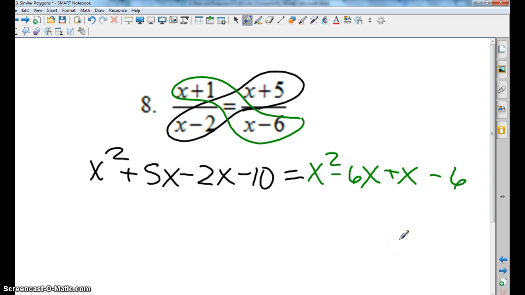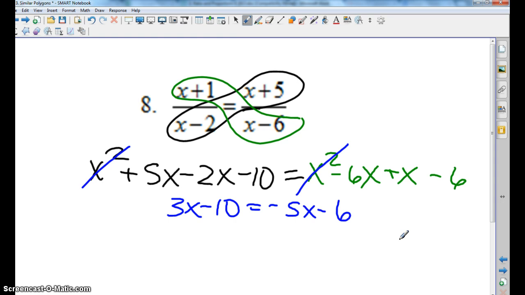This is good news, just like in the warm-up yesterday. Very good news. Because we've got an x squared on the right and an x squared on the left. It's on both sides. So the great news is that they absolutely cancel. That cancels with that. It is no longer a quadratic. Now we just need to combine like terms and move things around. 5 minus 2, 3x minus 10 equals negative 6 plus 1, negative 5x minus 6.